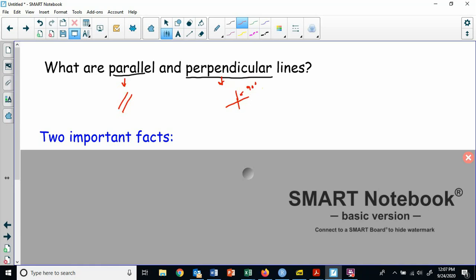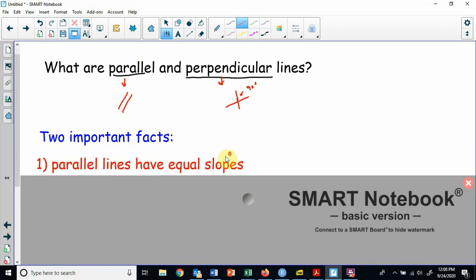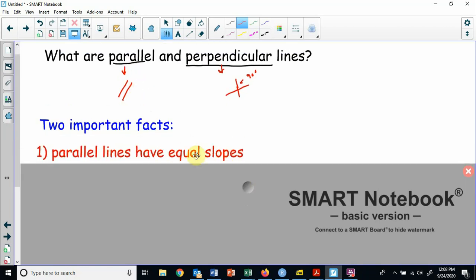We don't ask you questions about what they are, but we do use some important facts about them, okay? And you can probably guess the facts relate to slope, because that's really all we need to write equations: a point and slope. So here are the two important facts: one fact about parallel lines and one fact about perpendicular lines. So if I have two parallel lines, they're going to have equal slopes. That means the slopes are going to be the same. So if I know two lines are parallel, their slopes are going to be the same.